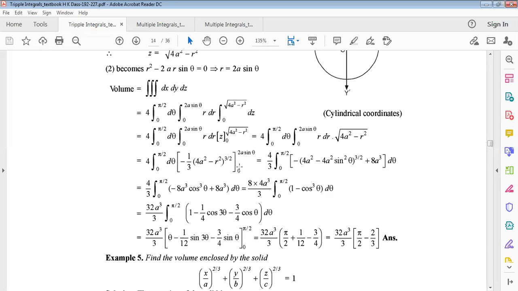Then upper limit twice a sin theta, lower limit 0. Now putting the upper limit in replace of r, we get this result. Now after calculation, we get this 1 minus cos cube theta. Actually, 1 minus cos cube theta can be written as how? 1 minus cos cube theta integration.